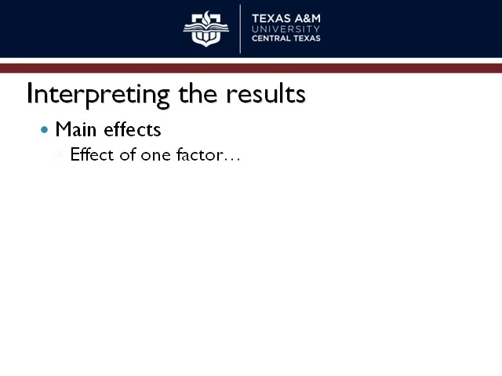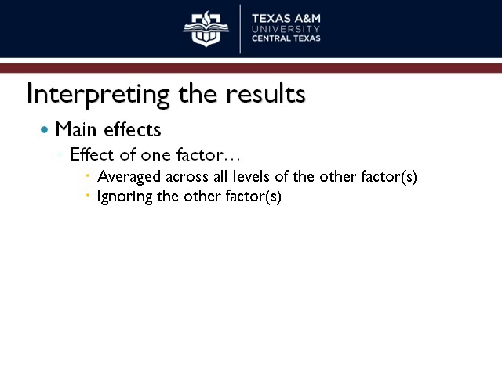And a couple ways to think about it. It's the effect of one factor averaged across all levels of the other factor or factors. Or another way to say it is it's the effect of one factor ignoring the other factors. Or one more way, just in case that didn't make sense yet, it's the effect of one factor, the effect of one variable, independent of the effects of the other factors.